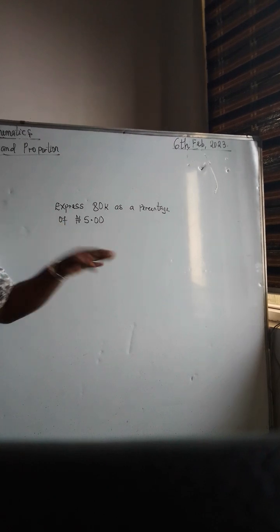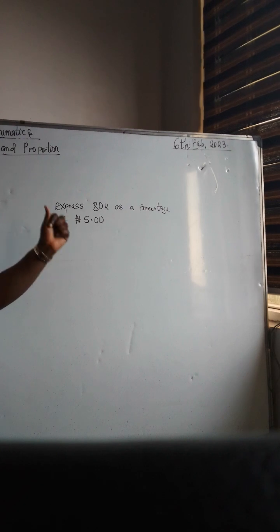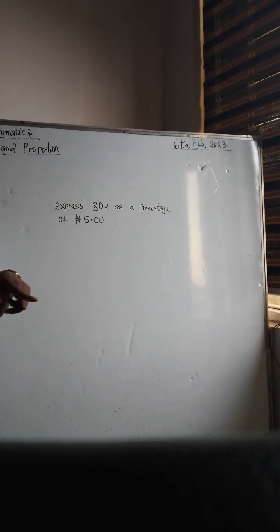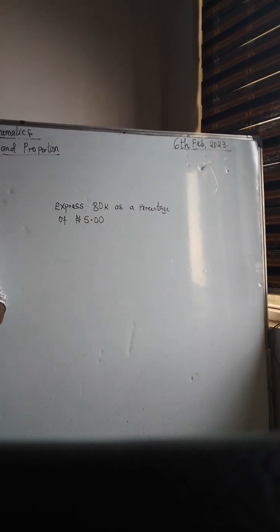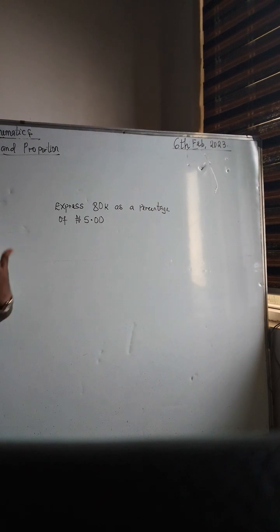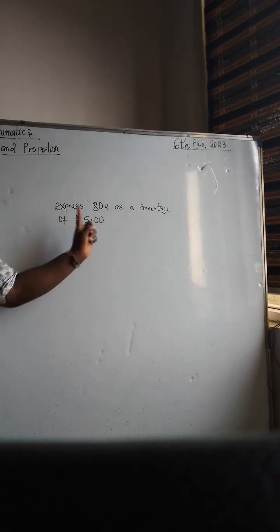Let's round this up. They said you should express 80 kobo as a percentage of 5 naira. What I mean is, you have 5 naira in your pocket, and you're promising to give someone 80 kobo from that 5 naira you have. What percentage are you giving to that person? So, to express 80 kobo as a percentage of 5 naira.